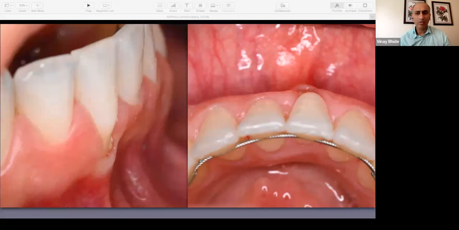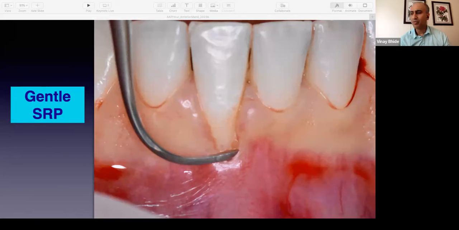Again, some lateral views to give you an appreciation of why this tooth may have recession in the first place. We can see from the occlusal view that despite the orthodontic treatment, the buccal root is still a bit more prominent to the buccal, predisposing this to recession. And we can also see the plaque build up here as well. So we always start with gentle scaling and root planing to remove any root surface prominences.